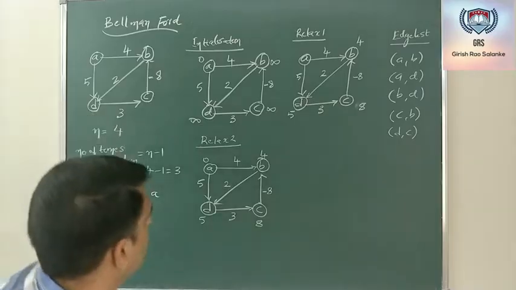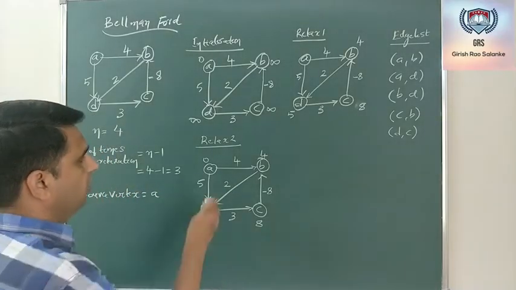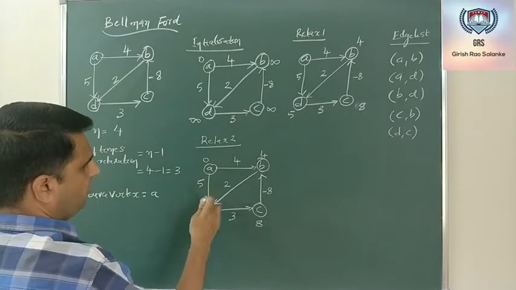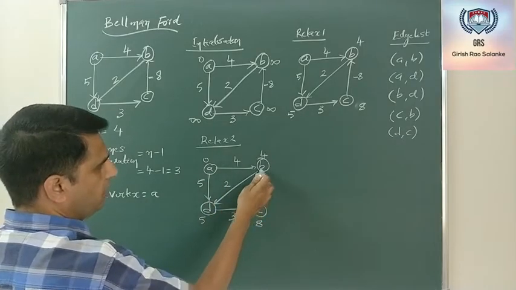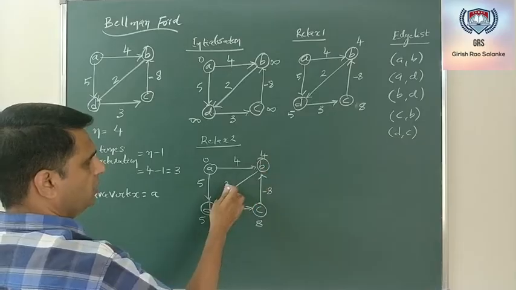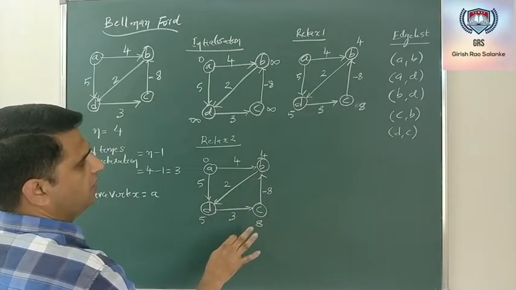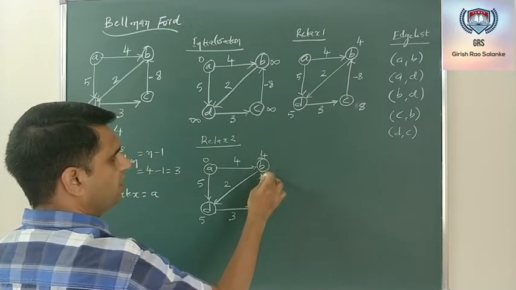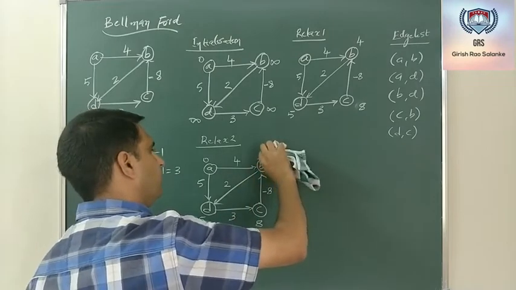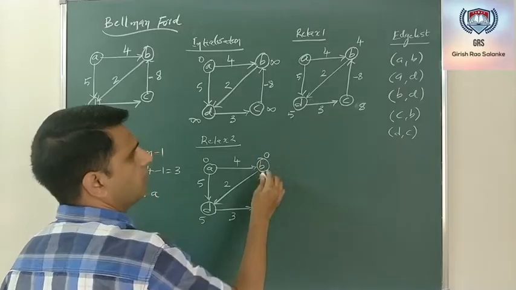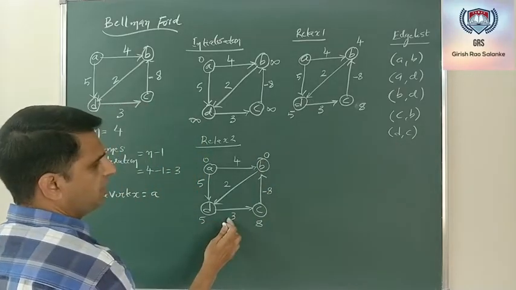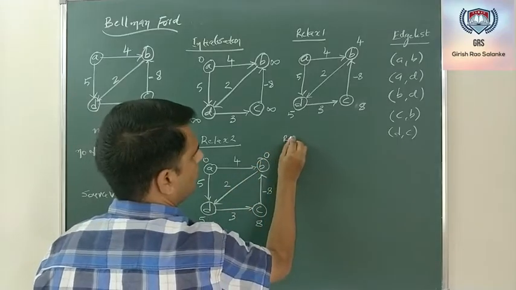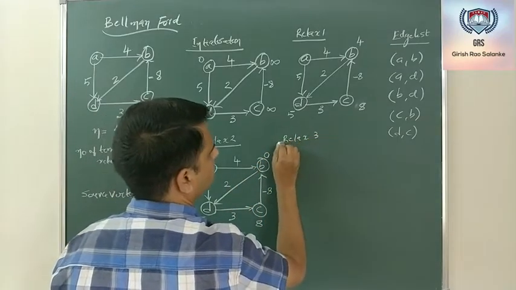Let's do relaxation once again. Now 0 plus 4 is 4, as it is. Next, 0 plus 5 is 5, as it is. Next, B to D: 4 plus 2 is 6, and 6 versus 5, 5 as it is. Next, C to B: 8 minus 8 is 0, and 0 versus 4, so this 4 gets changed to 0 now. Next, D to C: 5 plus 3 is 8, retained as it is. In the second relaxation, one value was changed. Now, let's do relaxation for the third time.